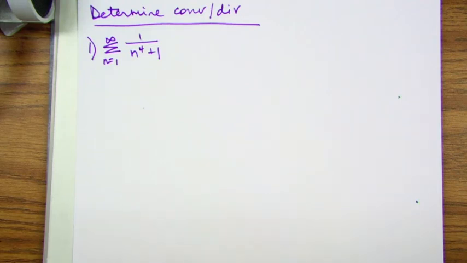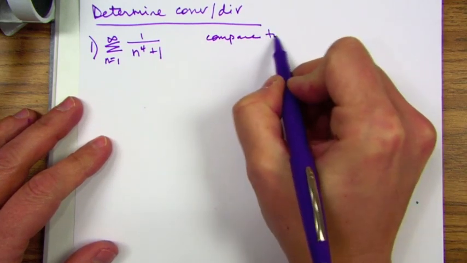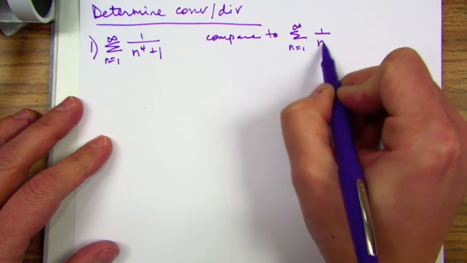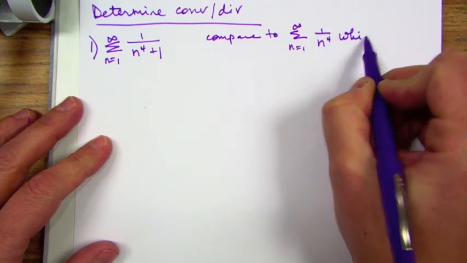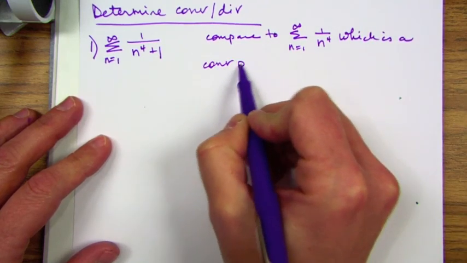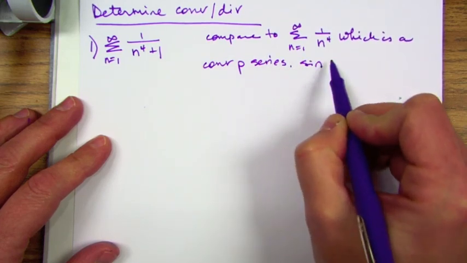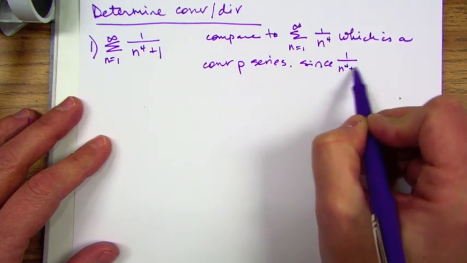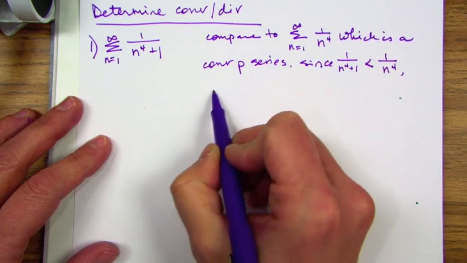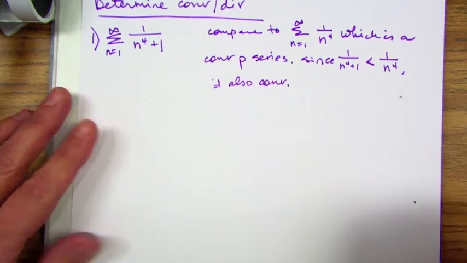But on an AP, you're going to see this as multiple choice. So compare to that, which is a convergent p-series. Since 1 over n to the fourth plus 1 is less than 1 over n to the fourth, it also converges.